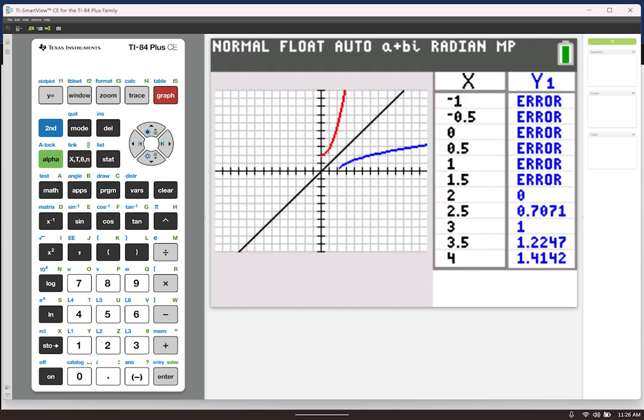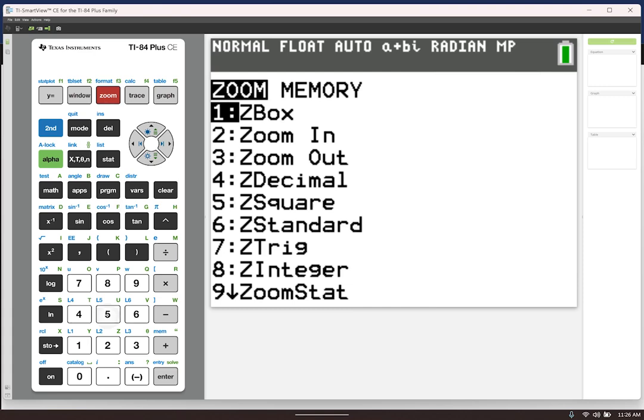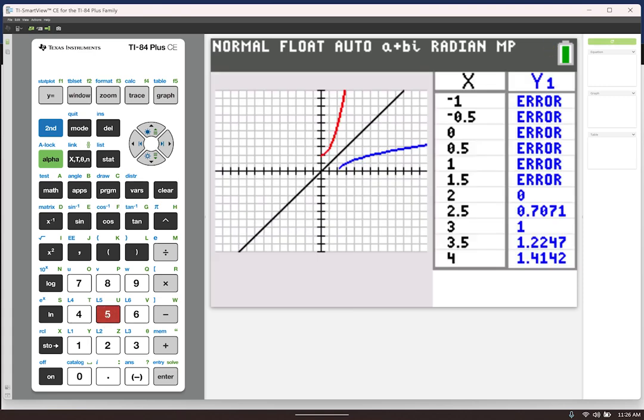All right, now you can see it looks as though we are inverses, but it's a little bit weird looking, okay? Yours might be more weird looking. I have my zoom set to square so that my screen is more like a square instead of a rectangle.